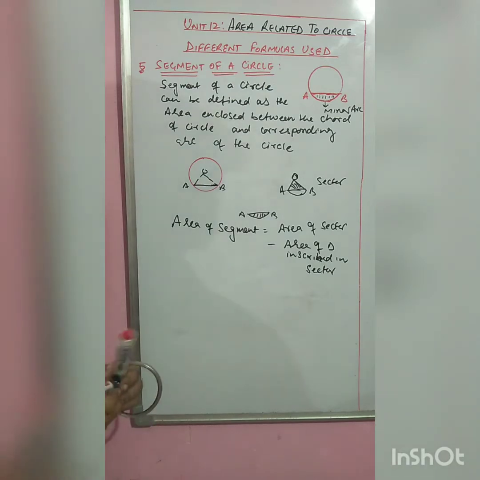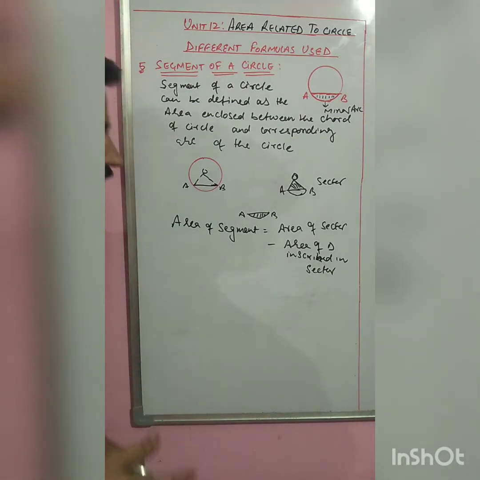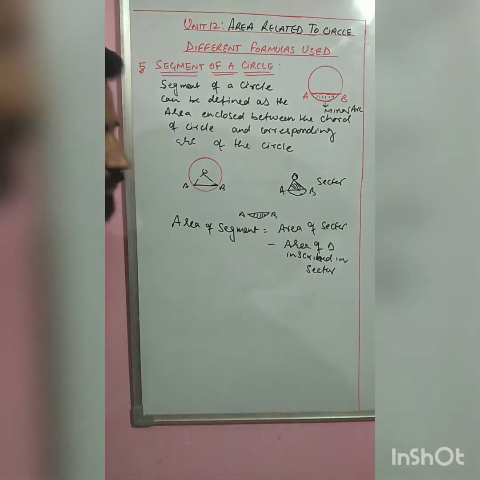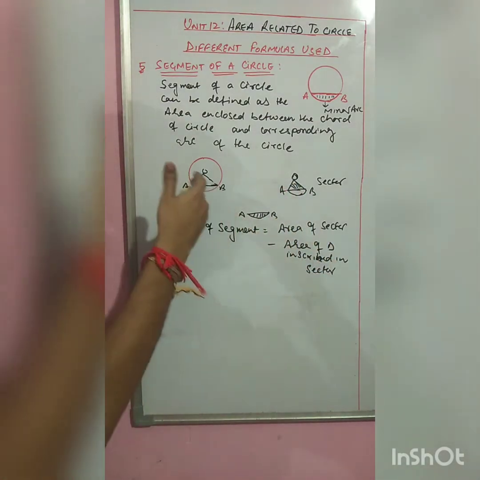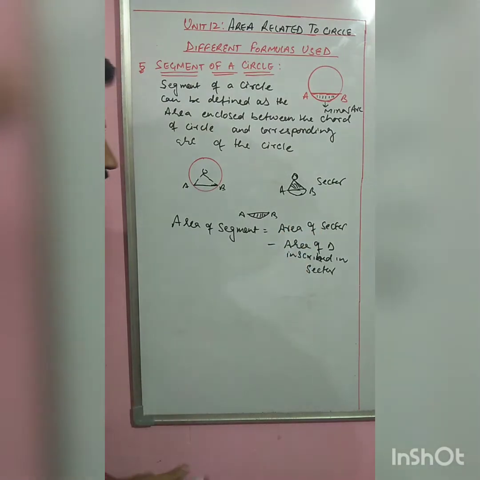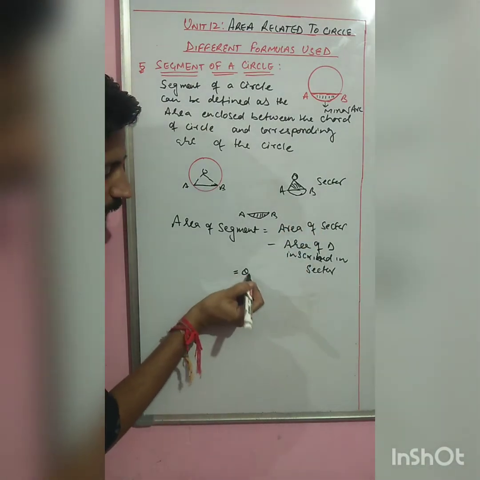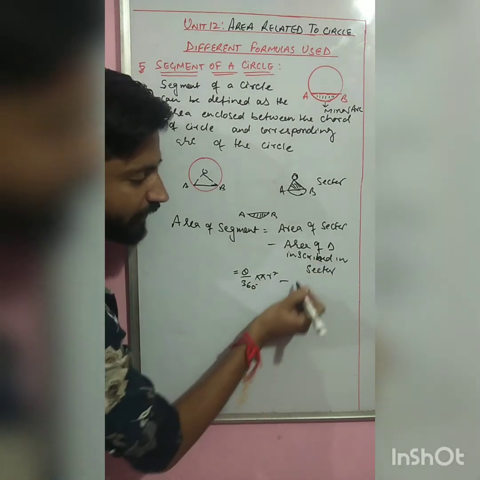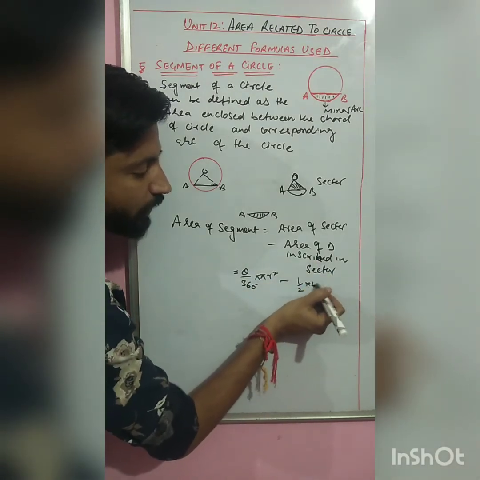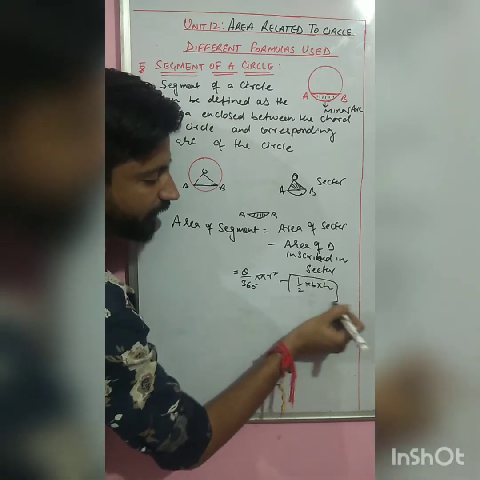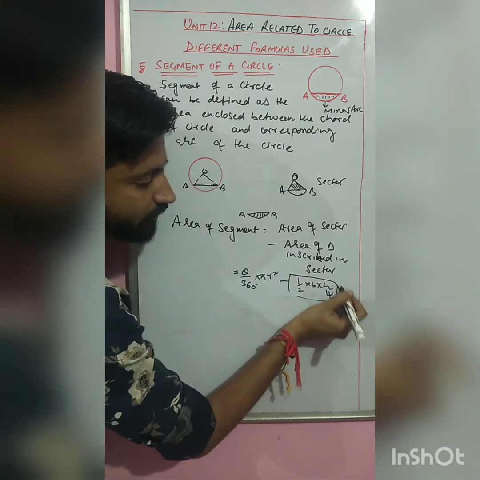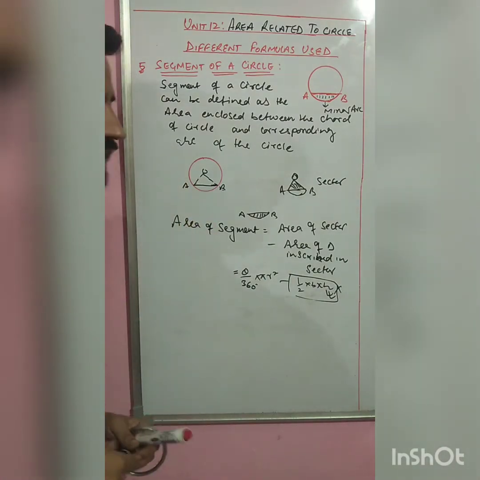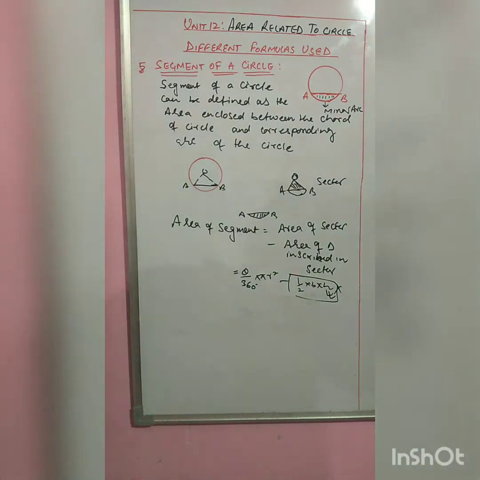So how can the area of any segment be found out? If from the sector of any circle we subtract the triangle. Now the area of sector can be found by the simple formula theta by 360 into pi r square. The area of triangle has the formula 1/2 into base into height. But what if the height is not given? If the height is not given, here we have three cases. Let us study each and every case one by one.